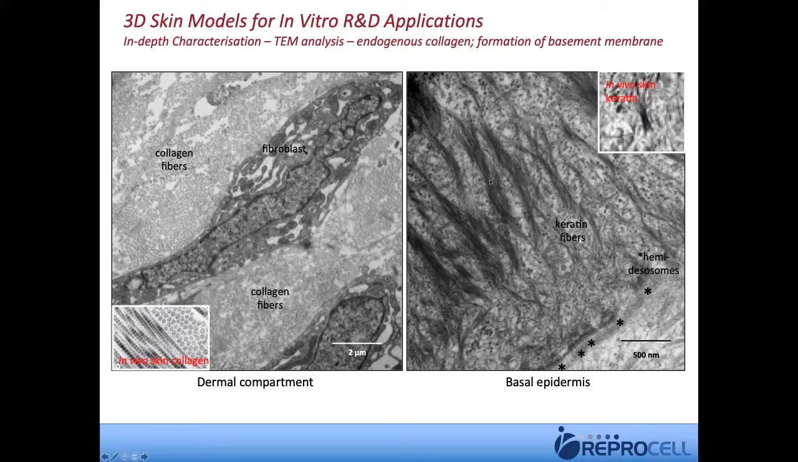On the right, what we can also see is the basement membrane, as shown by these asterisks. And that's really important because the basement membrane and the hemidesmosomes are located here, and this is the interface between the dermis and the epidermis.